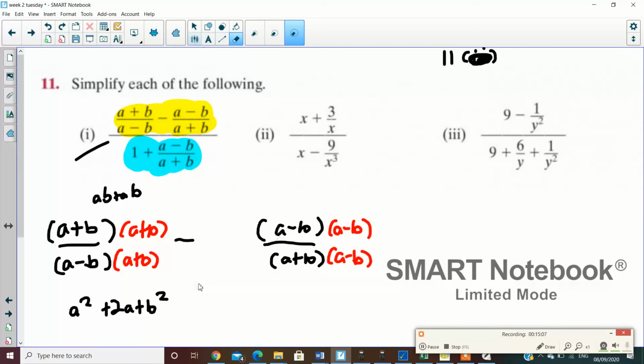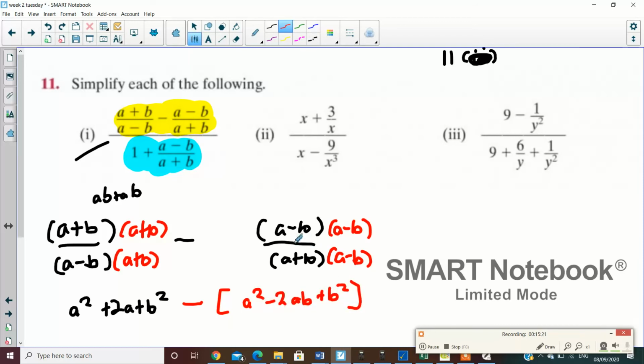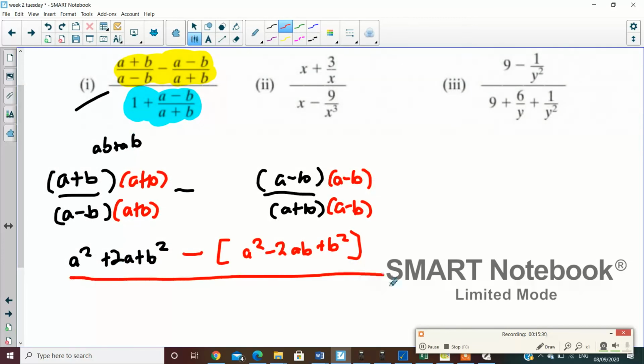Now, this one here, guys, minus. Now, watch out for that minus sign. That minus sign is what's going to mess you up here, okay? Multiply this out, and what you get? A squared minus 2ab plus b squared. That's what happens when you multiply a minus b by a minus b. Is that all right? What's the common denominator? Anybody, what's the common denominator?